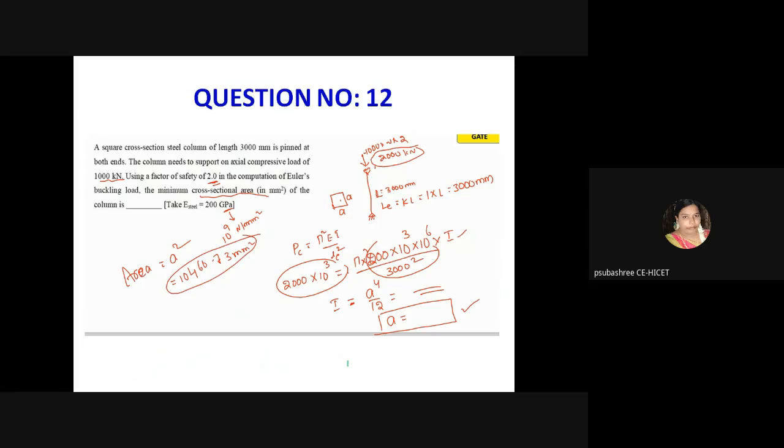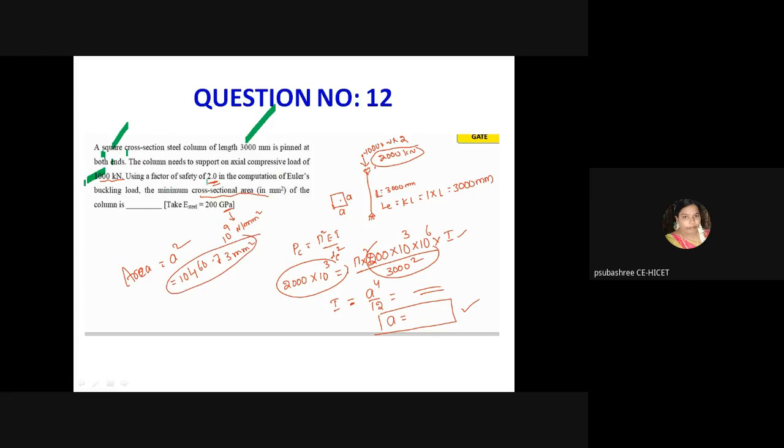A square cross-sectional steel column of length 3000 mm is pinned at both ends. Okay, pin means simply supported. The column needs to support an axial compressive load of 1000 kilonewton. So here is the square column. Square column length is equal to 3000 mm, simply supported at both ends. The column needs to support an axial compressive load of 1000 kilonewton.